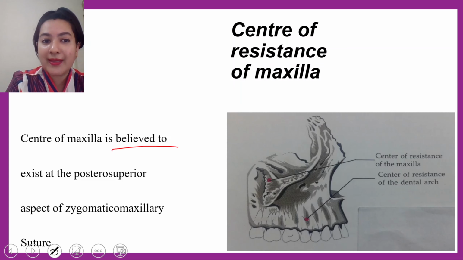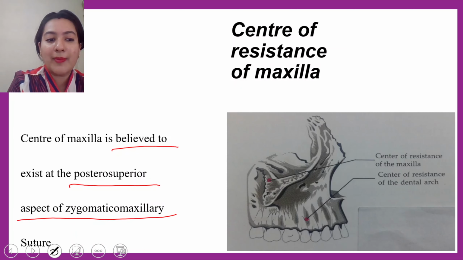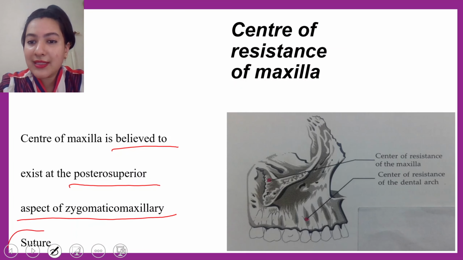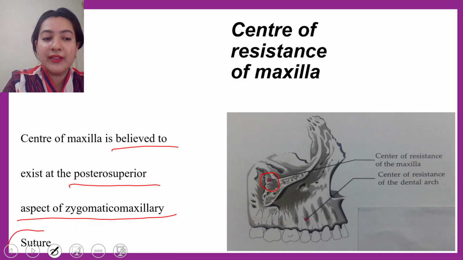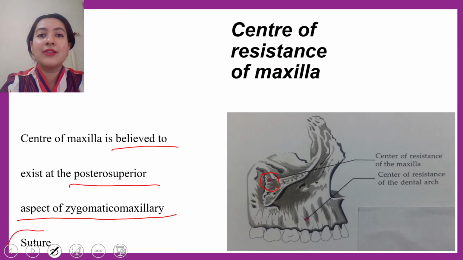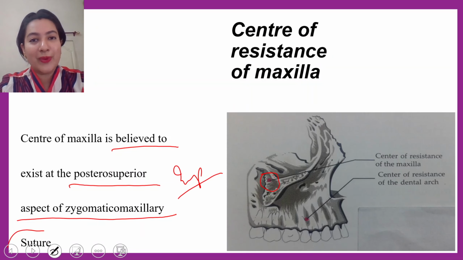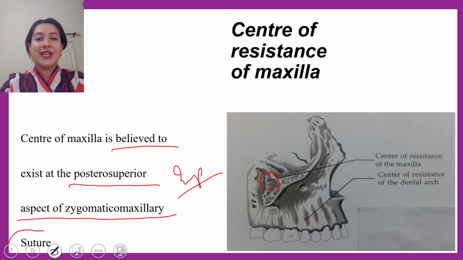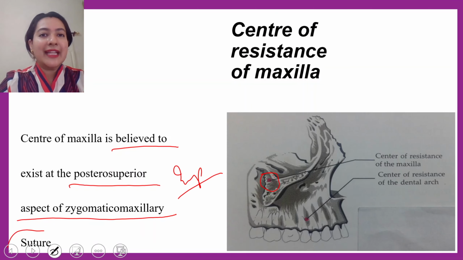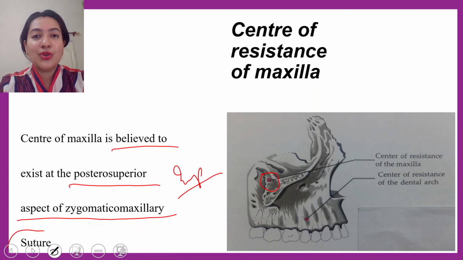The center of resistance of the maxilla is believed to exist at the posterior superior aspect of the zygomatic-maxillary suture. So this is how they have shown it in the figure. This red thing which they have highlighted is the center of resistance of maxilla. And this point is the posterior superior aspect of the zygomatic-maxillary suture. Students, please note, this is a very important MCQ question wherein they can ask you the center of resistance of maxilla. They'll give you four options, but yes, you should know it is on the posterior superior aspect.